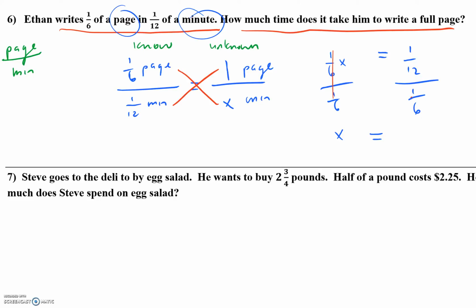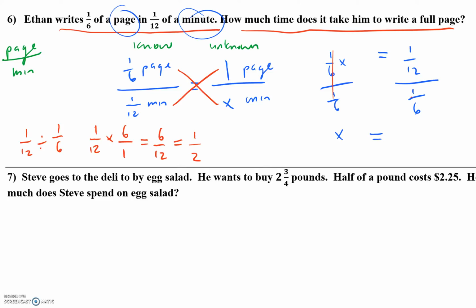We read it top to bottom: 1/12 divided by 1/6. I'm going to do the work on the side just so I don't confuse myself. So 1/12 divided by 1/6 is going to be 1/12 times 6 over 1. That gives me 6 over 12, which is the same as 1/2.